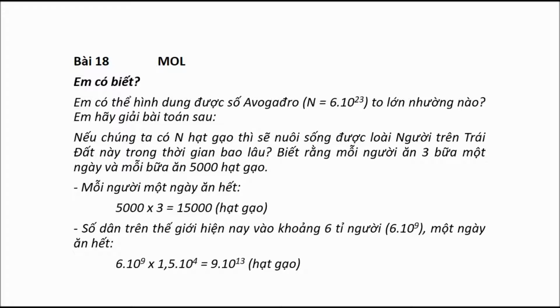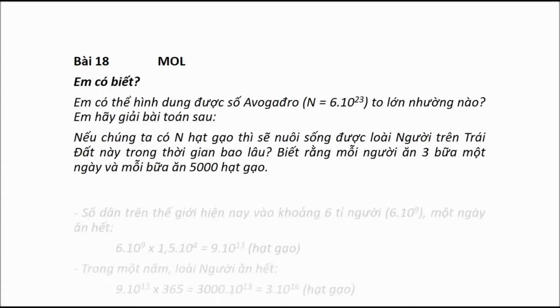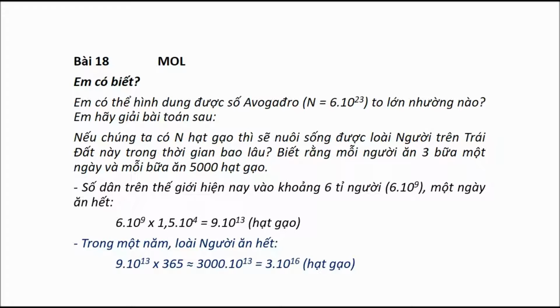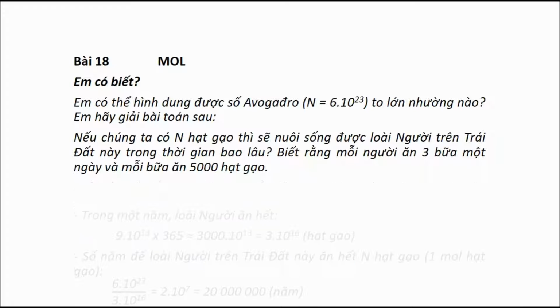At the moment, the population of the world is about 6 billion, 6 times 10 to the power of 9 people, who in one day eat 6 times 10 to the power of 9 multiplied by 1.5 times 10 to the power of 4 equals 9 times 10 to the power of 13 grams of rice. In 1 year, they eat 9 times 10 to the power of 13 multiplied by 365, which is approximately equal to 3 times 10 to the power of 16 grams of rice.